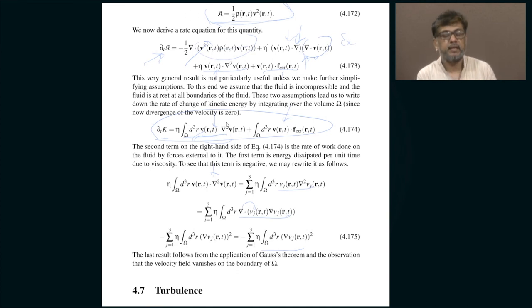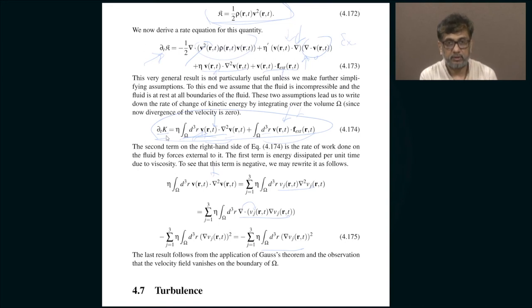So, the rate of change of kinetic energy in a certain volume is basically the energy being dissipated in that volume, plus the work done due to the external forces. This is the work done, because F external is the force per unit volume, and force times velocity is the power, which is the rate at which work is being done. That is integrated over volume. So the left hand side is the rate at which kinetic energy is increasing in that volume.